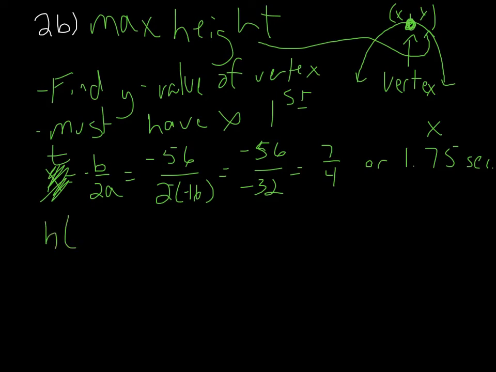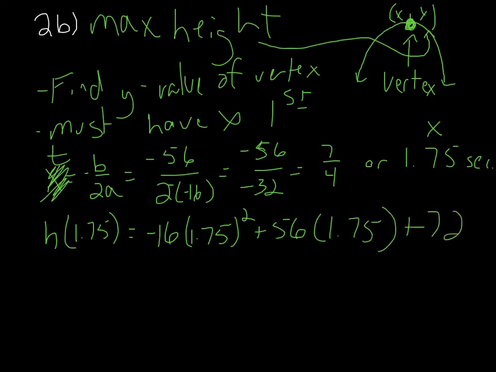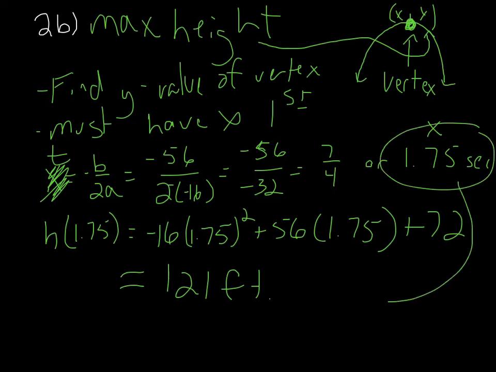Well, you just plug it in to your original model, which we found. Negative 16 times 1.75 squared plus 56 times 1.75 plus 72. And our ball will get 121 feet high. I just plugged and chugged that into the calculator. So x is time, y is height. T is time, h of t is height. It takes 1.75 seconds for the ball to reach 121 feet. That's its maximum height, the top of the parabola.